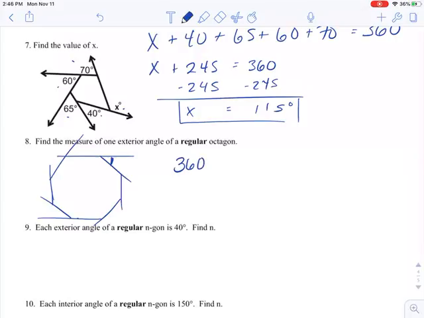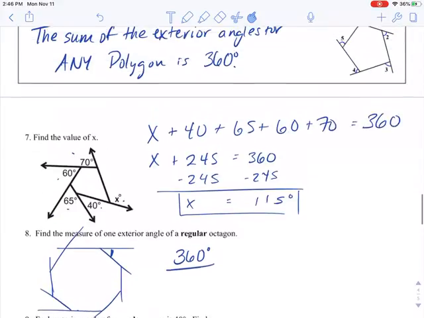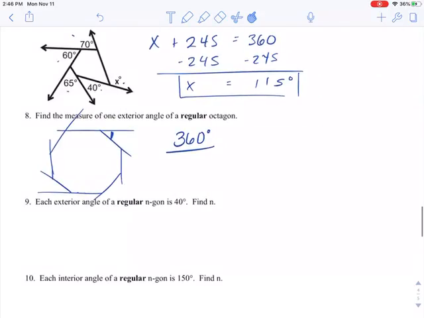I know that the sum of the exterior angles is 360. That was the theorem that we just learned about up here. And I know there's 8 of these. 1, 2, 3, 4, 5, 6, 7, 8. In fact, the number of exterior angles matches the number of sides. So now I just need to do a little math. I'm going to take 360 divided by 8, and I get 45 degrees.